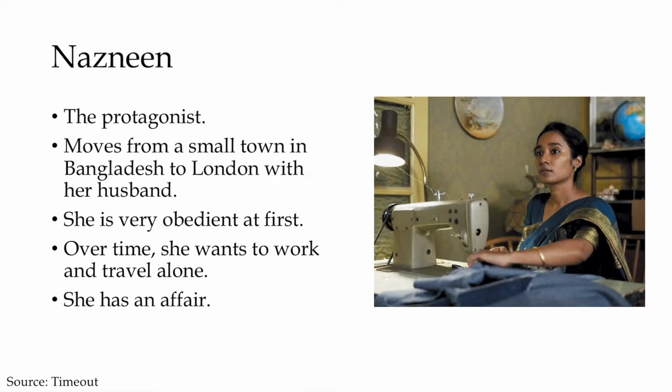Now, with respect to the key characters, the protagonist is Nazneen, and we learn that she has moved from a small town in Bangladesh to London with her husband Chanu, and although at first she's very obedient, over time she develops an independent spirit and she wants to work and travel alone. And in addition, she has an affair, which is very much contrary to what she would be expected.